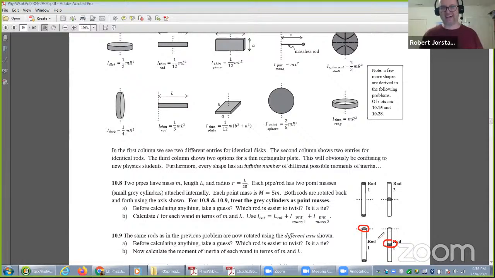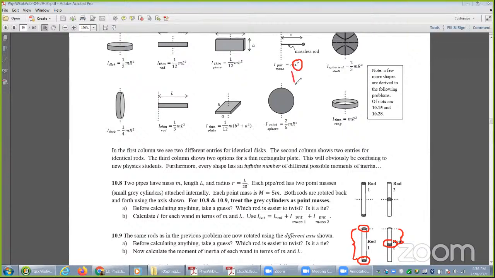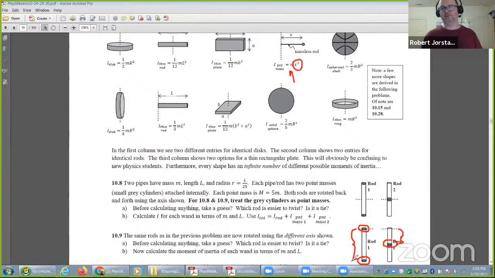However, now that I said the word however, what do you think? Uh-oh. What matters more? X squared. So here you have twice the distance squared versus here you have twice the mass, not squared. I suspect rod 1 will actually have a larger moment of inertia. It's going to be close, though.